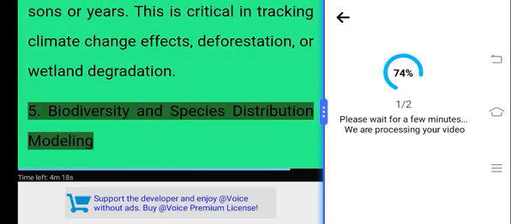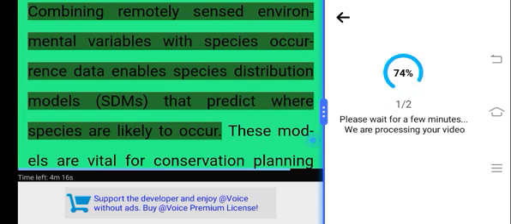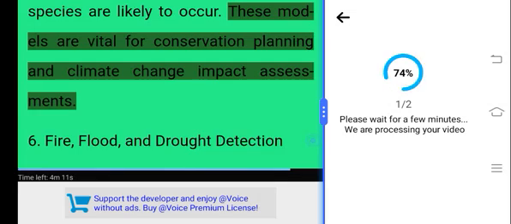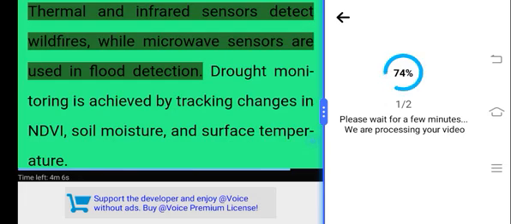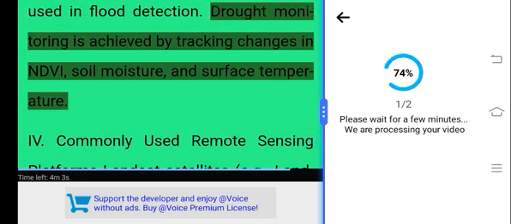5. Biodiversity and species distribution modeling. Combining remotely sensed environmental variables with species occurrence data enables species distribution models (SDMs) that predict where species are likely to occur. These models are vital for conservation planning and climate change impact assessments. 6. Fire, flood, and drought detection. Thermal and infrared sensors detect wildfires, while microwave sensors are used in flood detection. Drought monitoring is achieved by tracking changes in NDVI, soil moisture, and surface temperature.